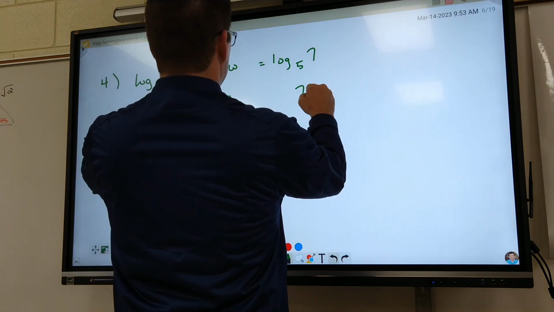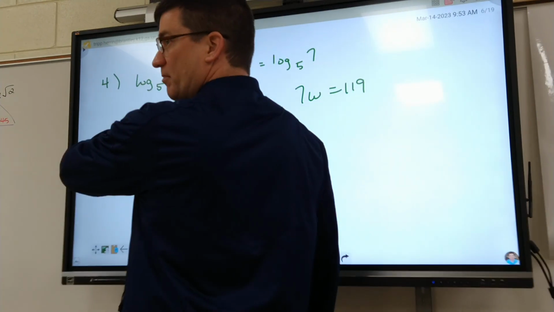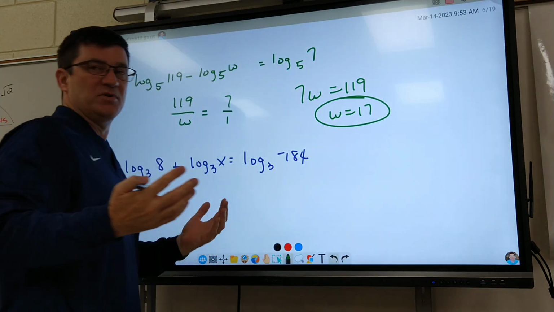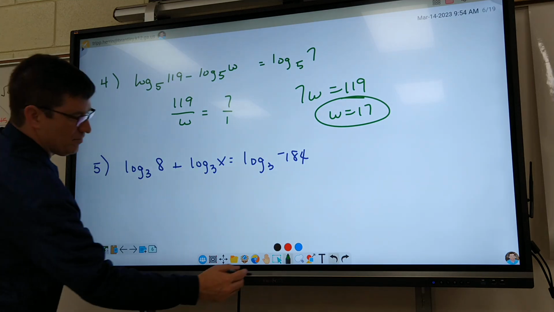I got 7W equals 119. Somebody please divide that for me. W equals 17. All right, that's a quick and easy problem. We shouldn't miss that one on the midterm Thursday. Number 5, same thing.